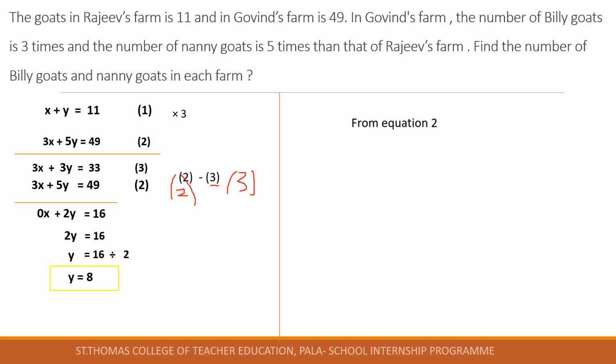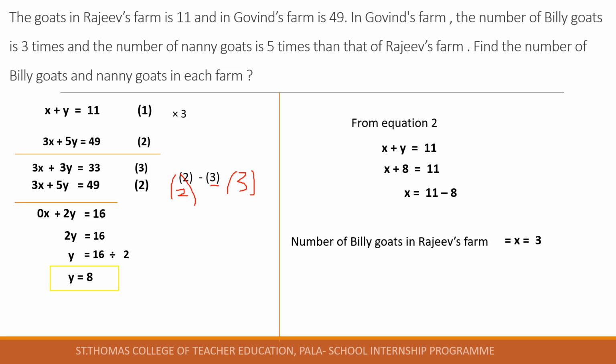I am using equation 1. You can use any equation, 1, 2 or 3. So what is equation 1? x plus y equal to 11. Why I choose this equation is that it's very simple, so we can easily find the value of x. Now tell me the next step. x plus 8 equal to 11. Good. Then x will be 11 minus 8. And what will be x? x will be 3. So the number of billy goats in Rajiv's farm is x, and that is 3, isn't it? Similarly, the number of nanny goats in Rajiv's farm is y, and that is 8. So we got the number of billy goats as 3 and number of nanny goats as 8 in Rajiv's farm. So what about Govind's farm?